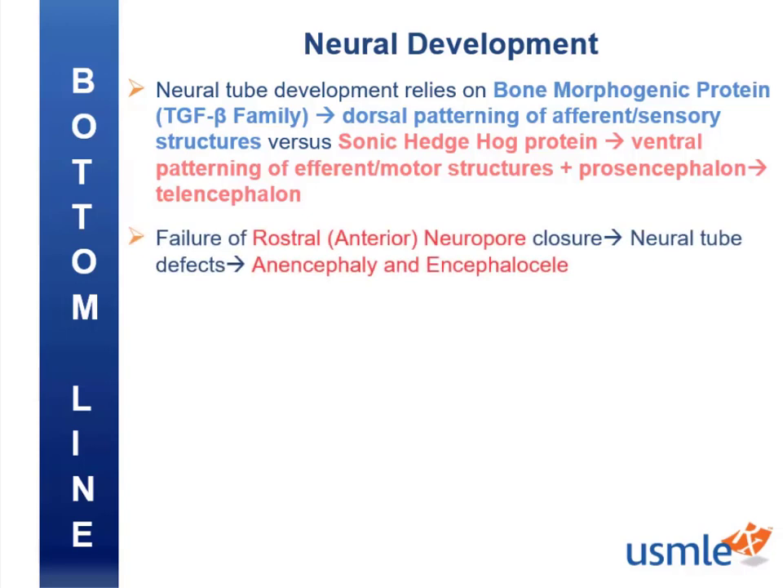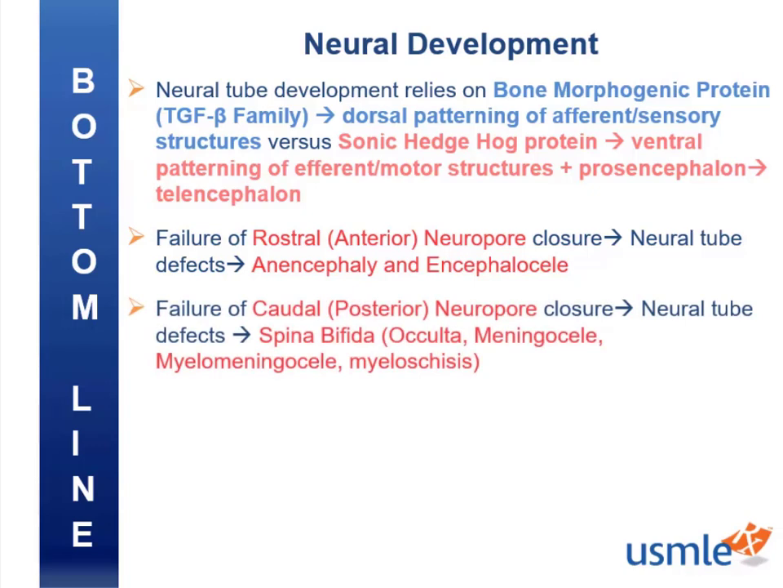Next, know that failure of the rostral or anterior neural port to close results in neurotube defect, specifically anencephaly and encephalocele. Additionally, know that the failure of the caudal or posterior neural port to close leads to neurotube defects, which manifest mainly as forms of spina bifida, ranging in severity from the more mild spina bifida occulta to the most severe myeloschisis. Notably, forms of spina bifida, even after surgical repair, can leave a patient with loss of motor and sensory functions at and below the lesion, sadly for life.